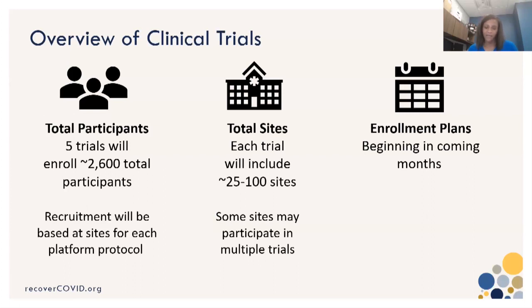So just in thinking about these five platform trials, in total we think that we will be enrolling approximately 2,600 participants for the first round of interventions. The recruitment will largely be based at sites. So it will be really important for us to think about what sites have what capabilities and what populations, to make sure that we're as inclusive as possible and can also get some of the scientific questions answered. Specific sites have specific expertise in specific biomarkers, for example, so we want to make sure that we're capturing those people as well. We will have a range of numbers of sites for each of the trials, 25 to 100 in some cases, and then there will be more information about enrollment in the coming months. Sorry, next slide, please.